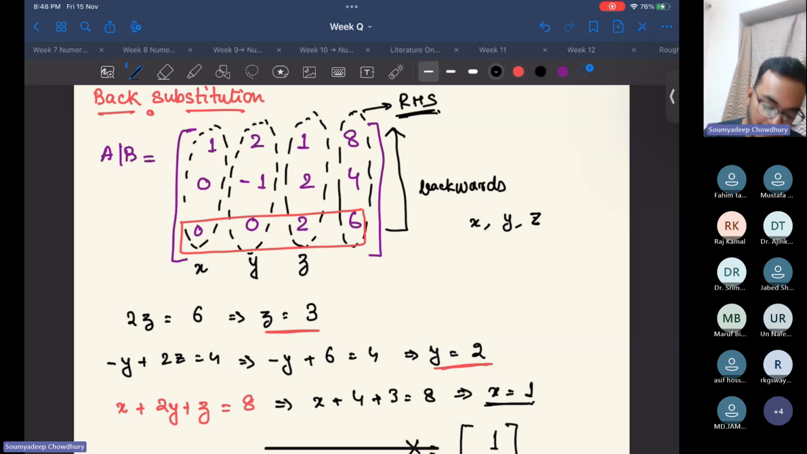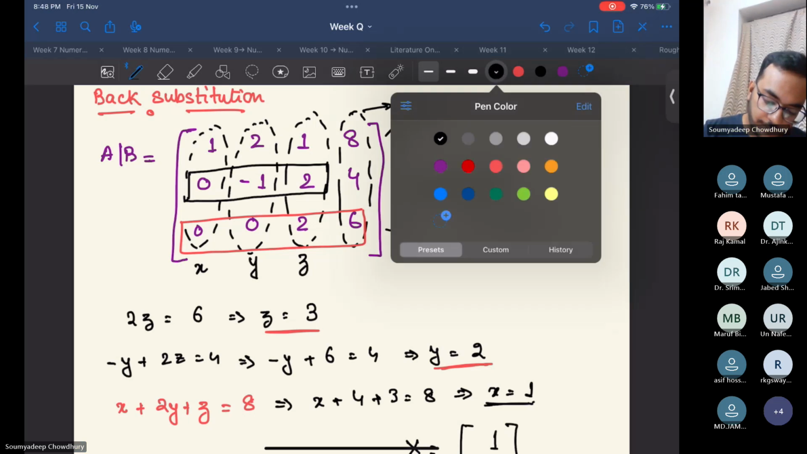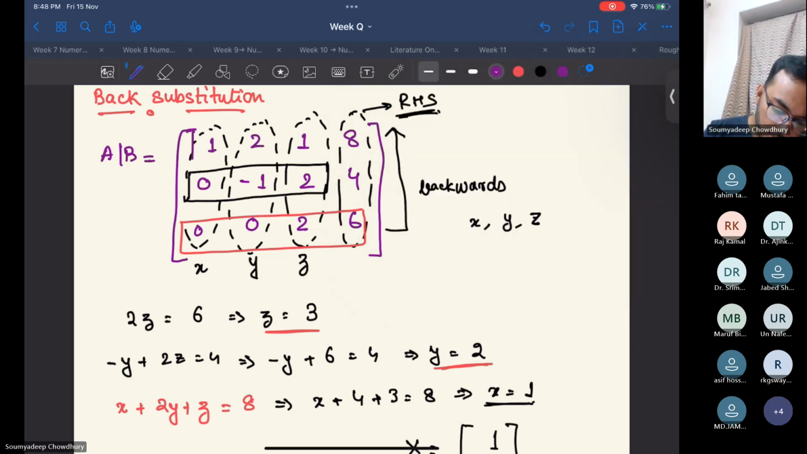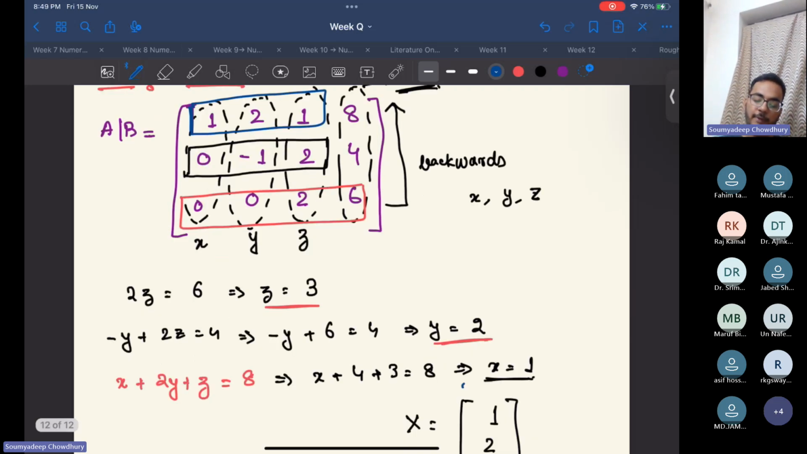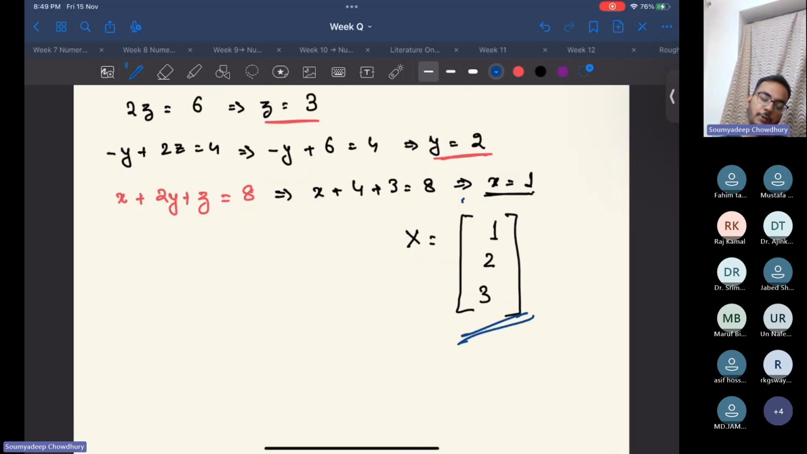Similarly, for the second row, it is 0 into x minus y plus 2z equals 4. From that, you know z from the last step, so you can find out y. For the first row, all the coefficients are there. So it is x plus 2y plus z equals 8. You substitute y and z from the previous step, you can get the value of x. So this is your solution, the unknown matrix.